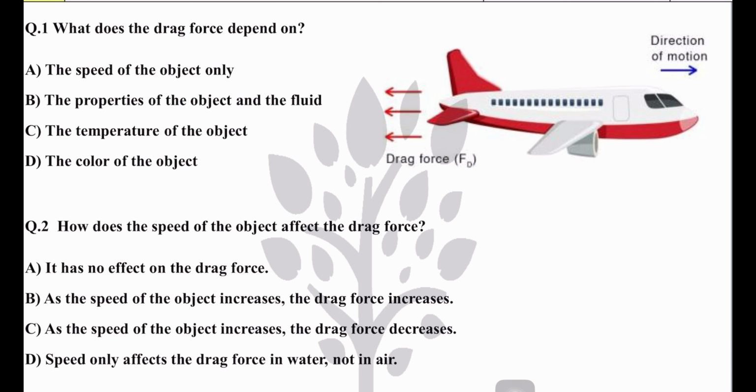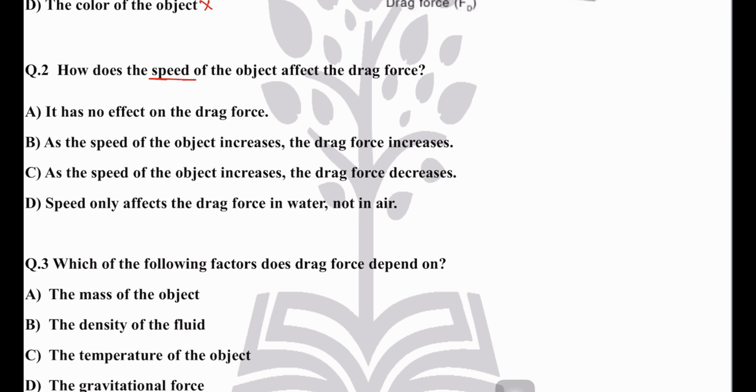Describe the factors drag force depends upon. Okay, let's see the factors. Drag force depends upon the speed of object only? No, we have other factors also: the properties of the object and the fluid type. Yes, because properties means all the things, not only speed, only mass, everything. Clear? Temperature, no. Color, no. How does the speed of object affect the drag force? More speed, more drag force.